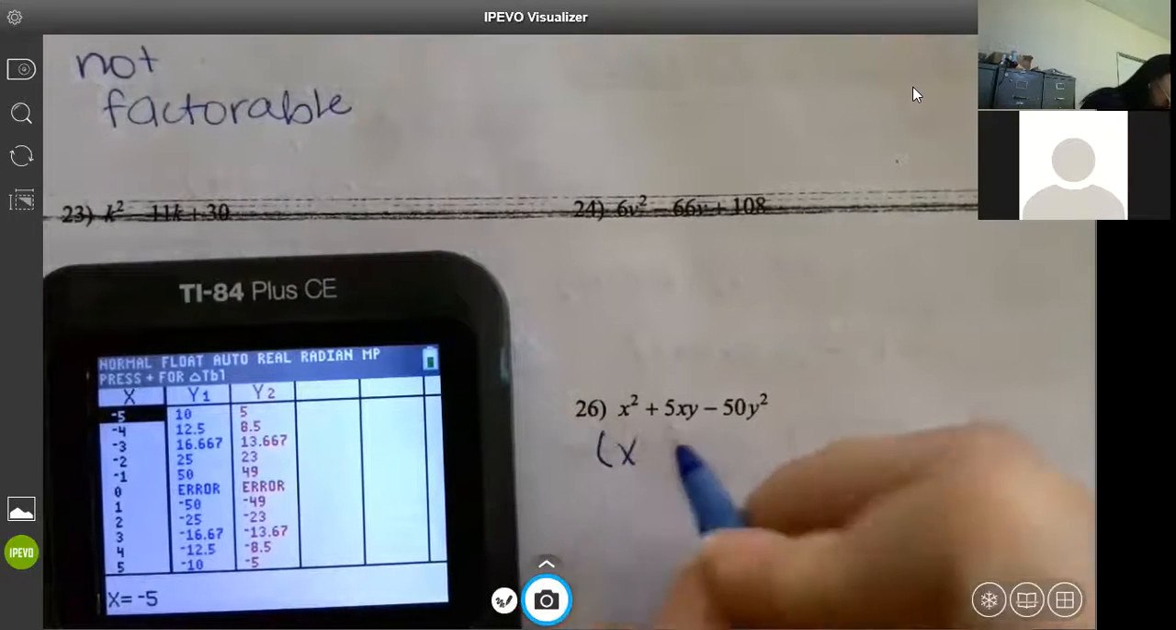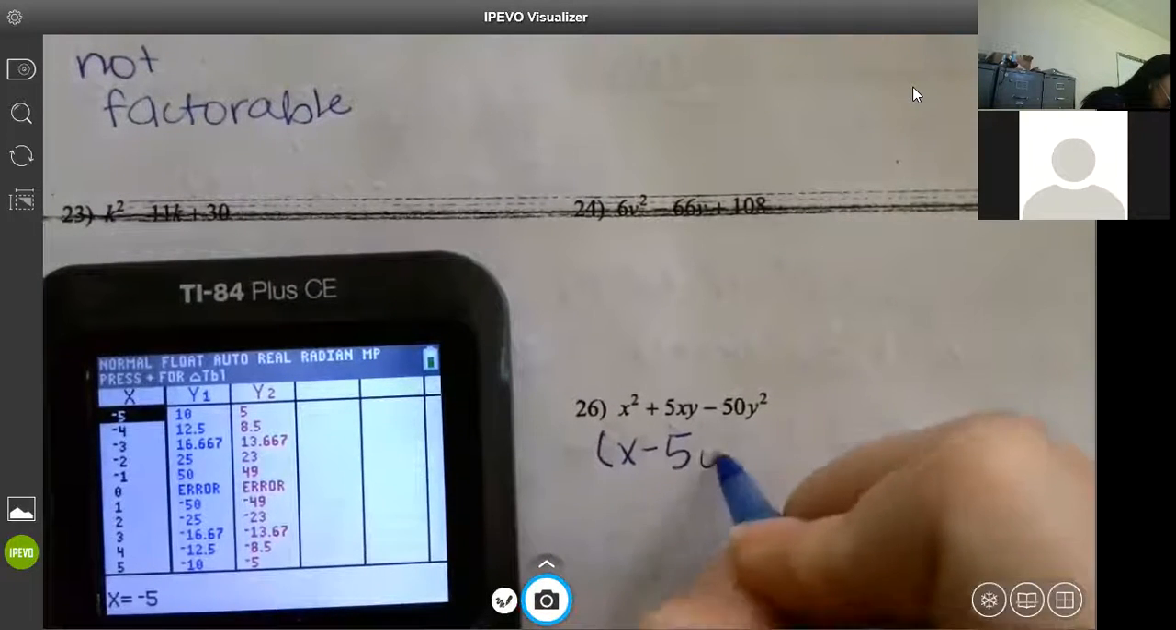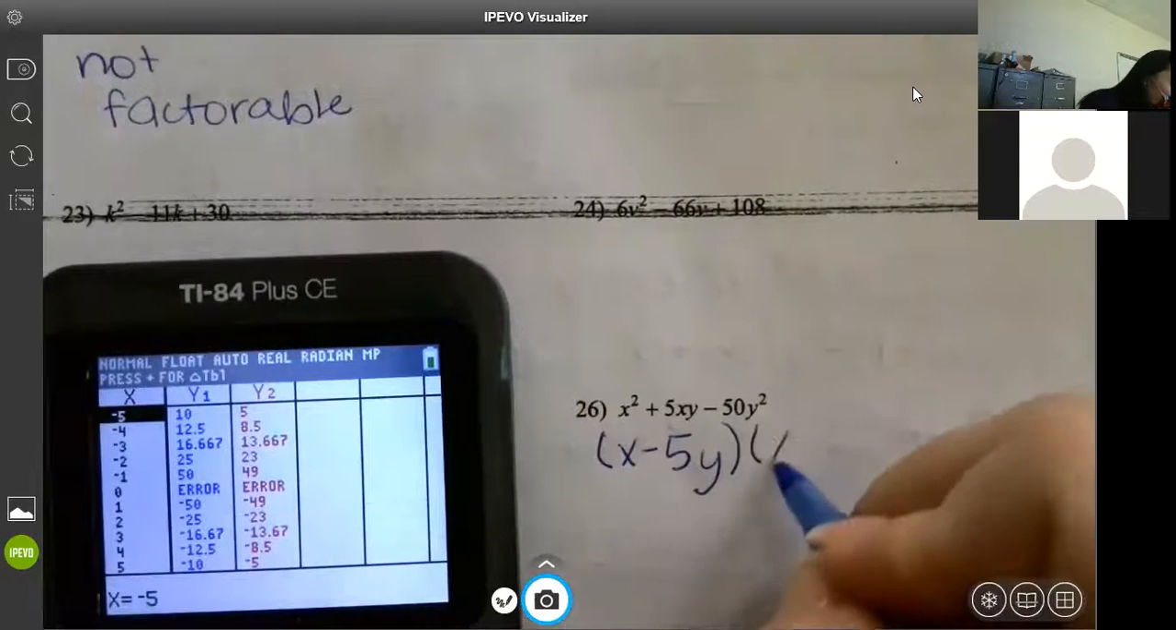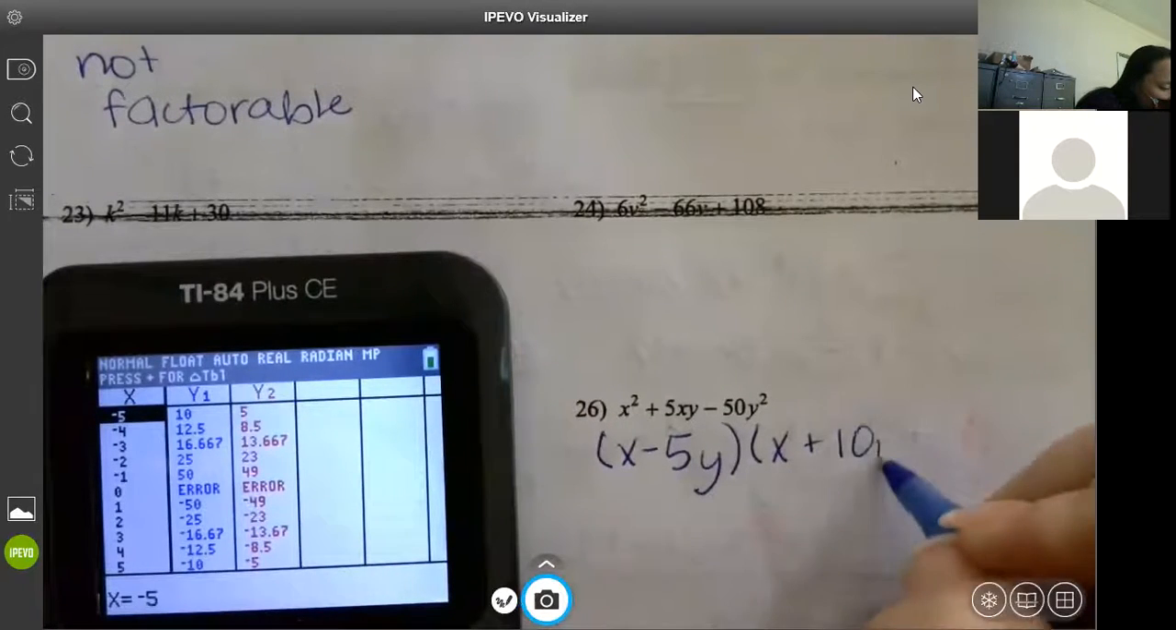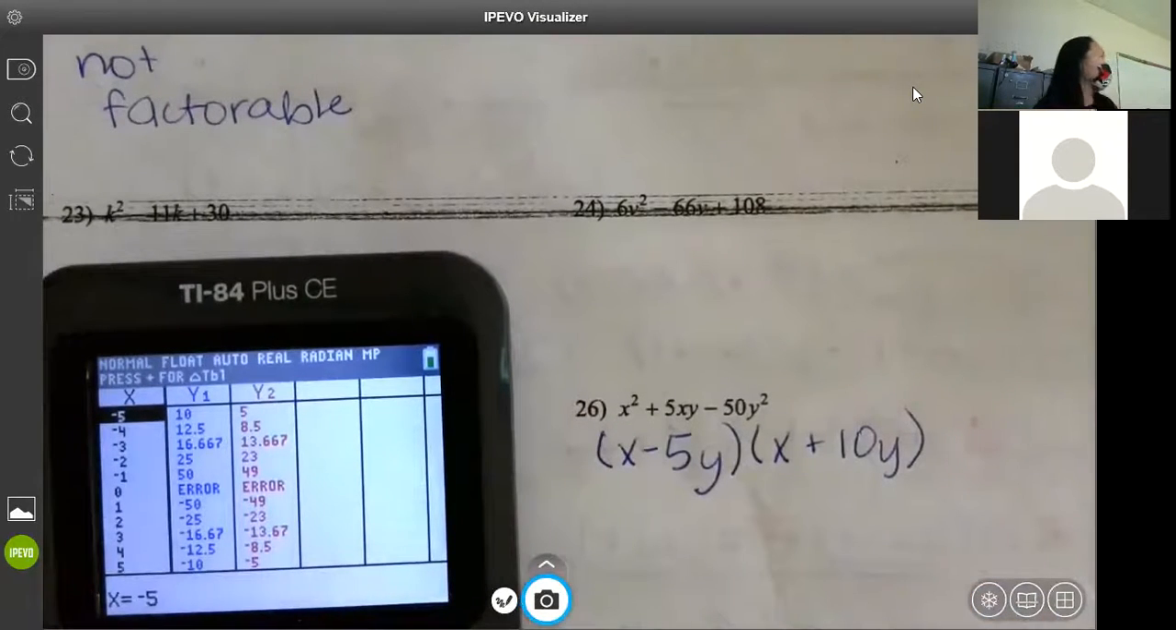So I have an x in front, a -5, and a y in the back. An x in front, a +10, and a y in the back. You don't have to do any work on these. Okay, you don't have to show me any work or anything like that.